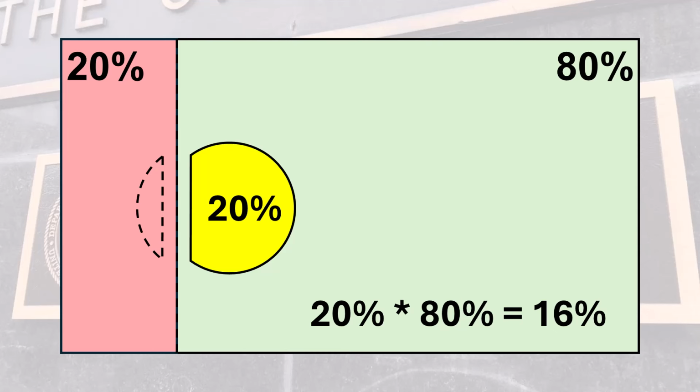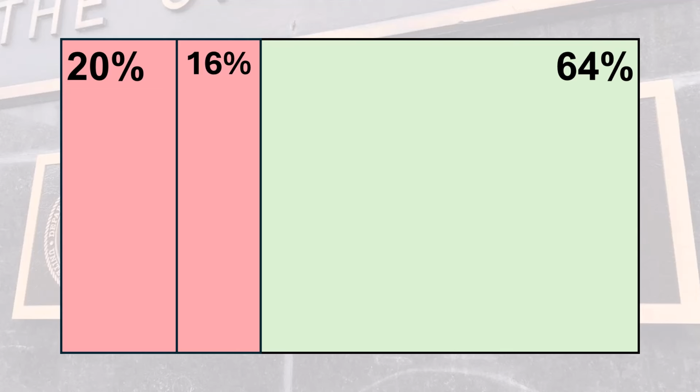So that's 20% times 8% for 16%. That 16% gets added to the first disabled portion so that the total disability is now 36%, and the remaining green not disabled is 64%.